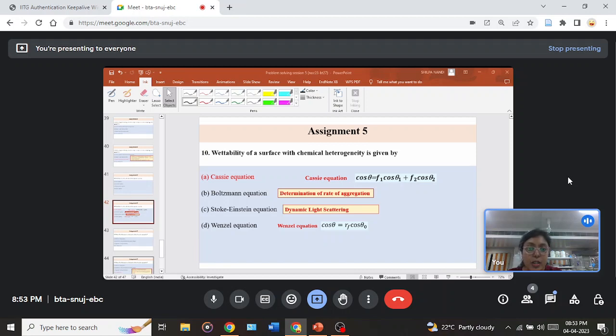Next you have the Boltzmann equation. Again, we studied the Boltzmann equation; we use it for determination of rate of aggregation. So what was the equation?